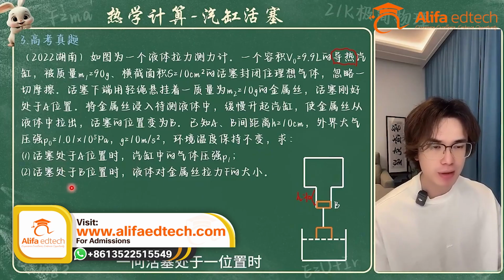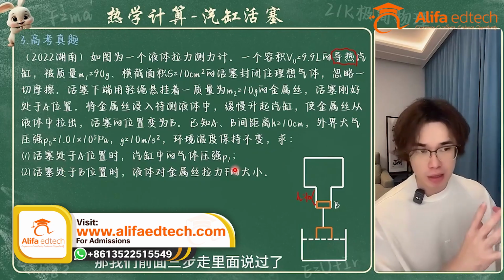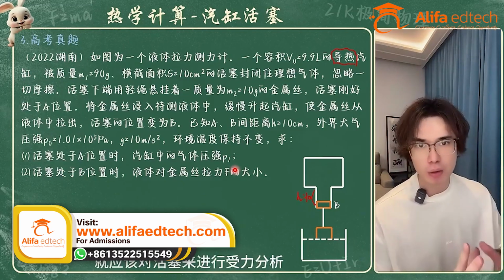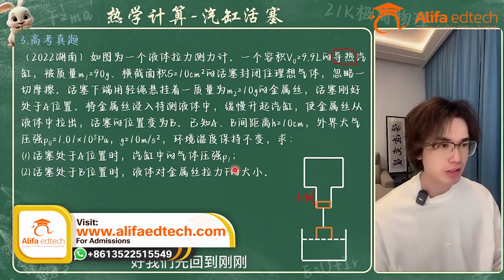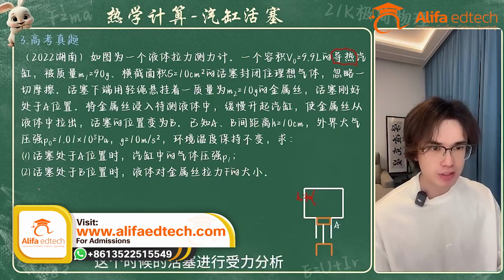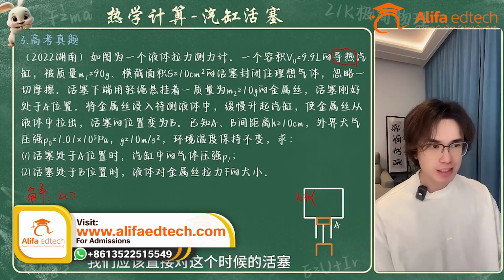To find the pressure of the gas in the cylinder when the piston is at position 1, as we discussed in the previous three-step approach, if you want to determine the gas pressure, you should analyze the forces acting on the piston. Alright, let's go back to what we just discussed. At this point, let's analyze the forces acting on the piston. For the first question, we should consider the piston and the metal wire together as a single system.